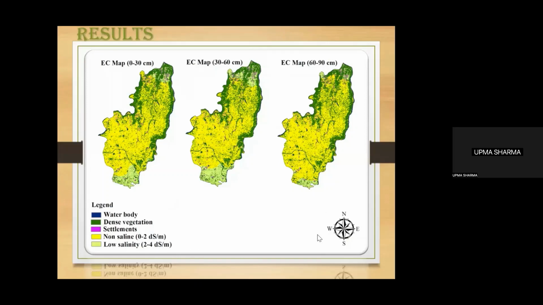So you can see I have collected 54 samples at 3 depths: 0 to 30, 30 to 60, and 60 to 90. Then after collecting and analyzing them, and calculating the EC values, I got the results. Then I interpolated and prepared these maps. From the map output, we can make out that the non-saline area is more at present and the low saline area is less. Right now, the area has not been affected by moderate as well as high salinity.